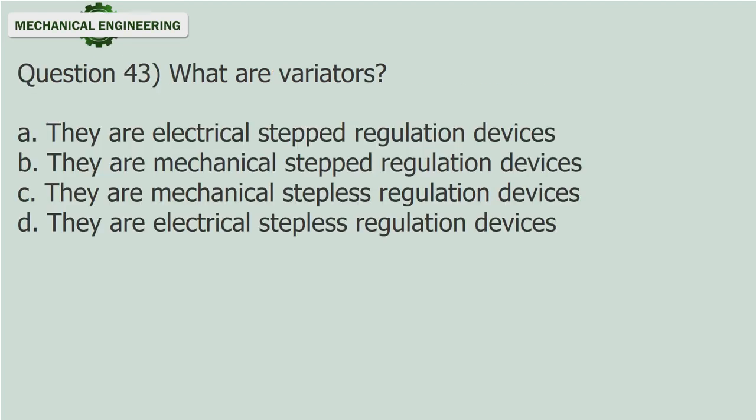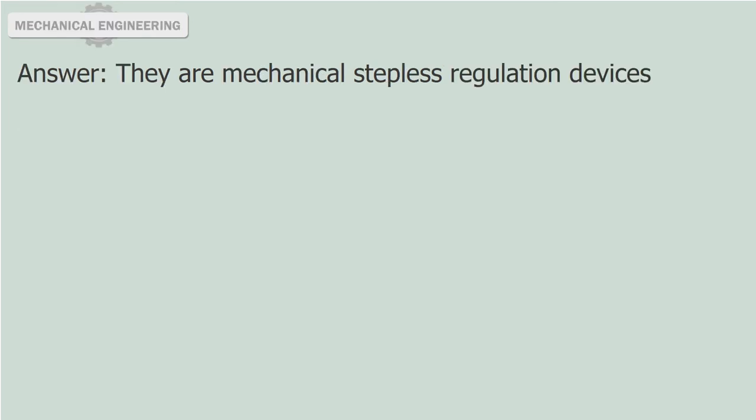Question 43. What are variators? A. They are electrical stepped regulation devices. B. They are mechanical stepped regulation devices. C. They are mechanical stepless regulation devices. D. They are electrical stepless regulation devices. Answer: they are mechanical stepless regulation devices.